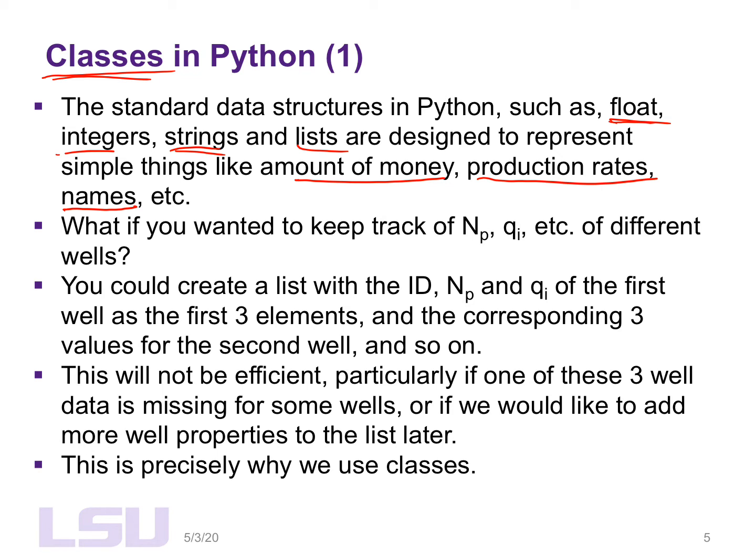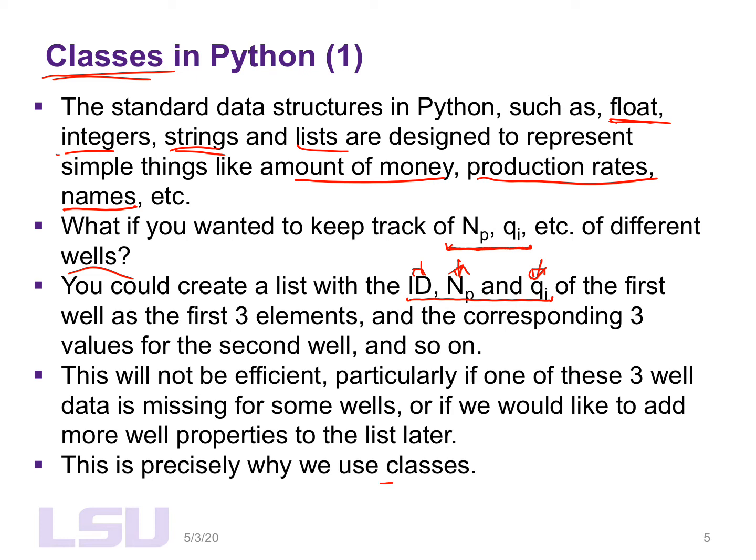What if you want to keep track of cumulative production, initial flow rate, well names, and so on for different wells, for 20 wells, for instance? Yes, you can use a list, right? You can have a list of these three values for all the wells. But that could get very messy if some of these values are missing for some of those wells, right? Or if you change your mind and you want to add more properties later, using lists to maintain this kind of data will not be particularly efficient in this kind of case.